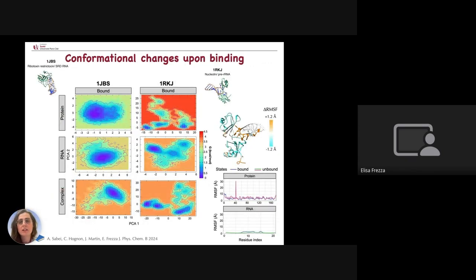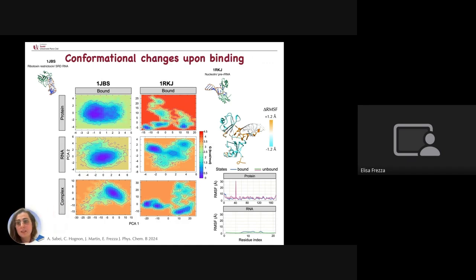Regarding conformational changes upon binding, we compare two cases that can occur. We compute a principal component analysis based on the simulation of the complex. We wanted to look at what kind of changes occur, whether there are more local changes or more rigid body movements. And here is a pretty nice example.